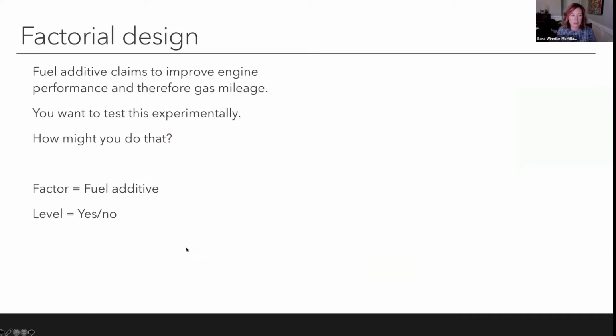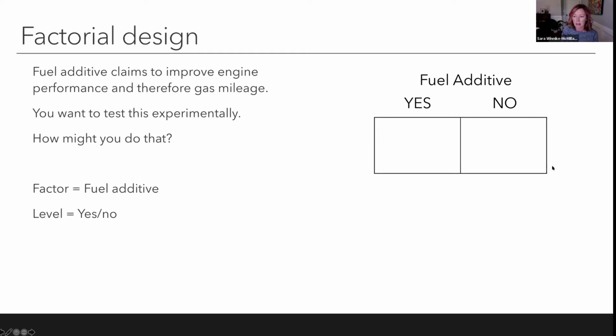Factorial design is a little different, but essentially what we're going to do is think about fuel additives in this example. And in this example, we're saying, hey, we want to know, does a fuel additive, something you pour into your gas tank when you fill up, does it improve your gas mileage or not? And you want to test this experimentally. So how you might draw that out is something that looks like this, okay?